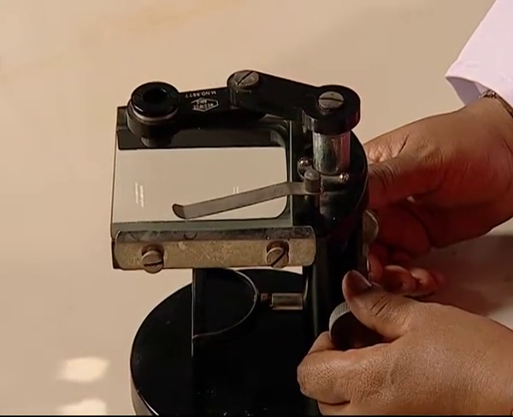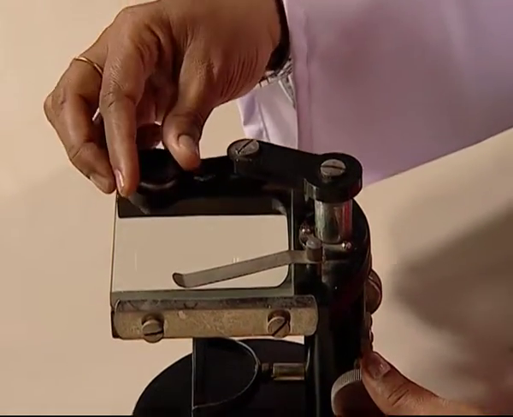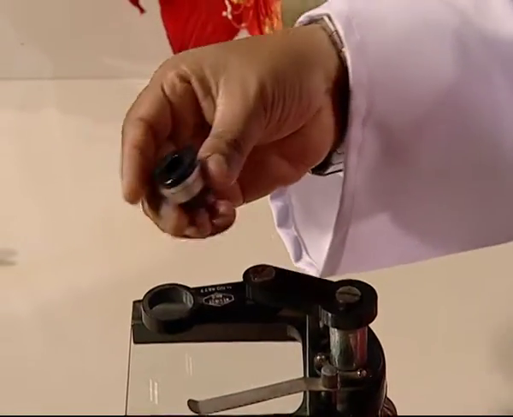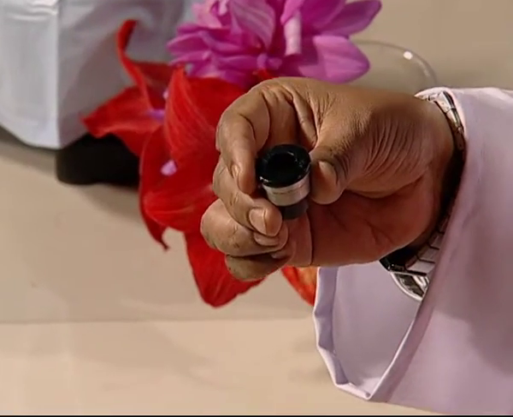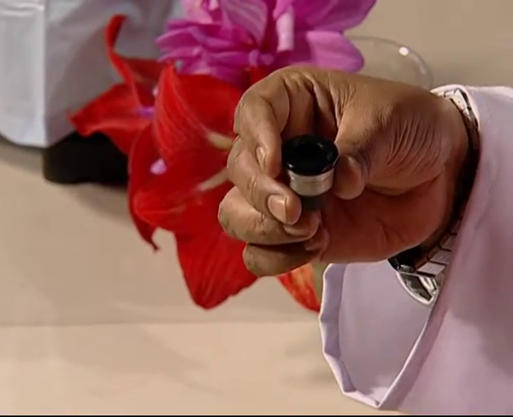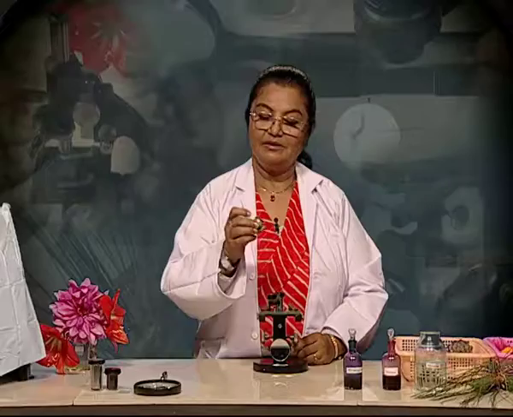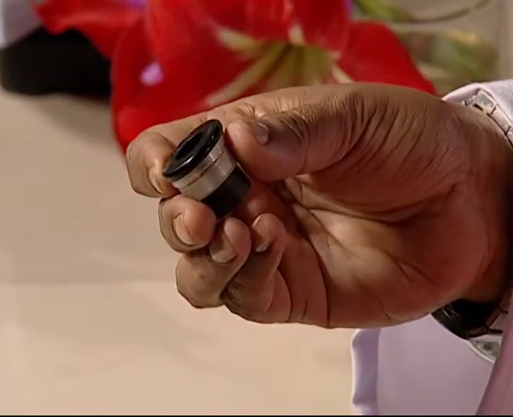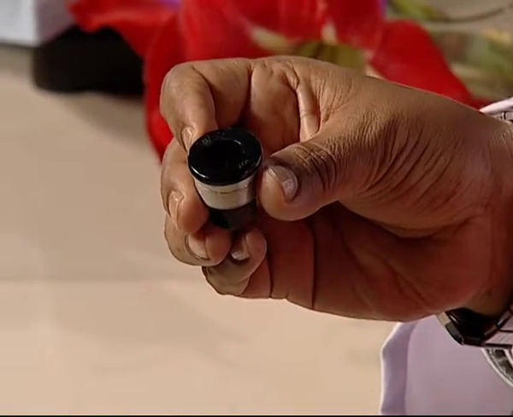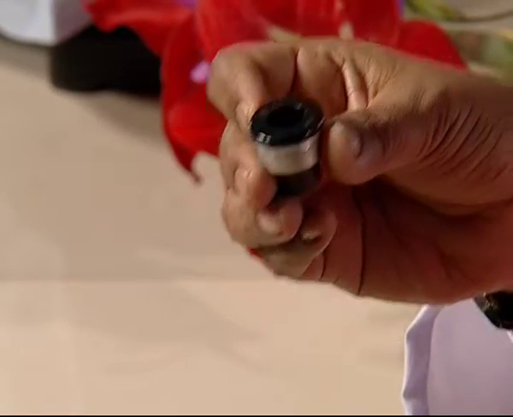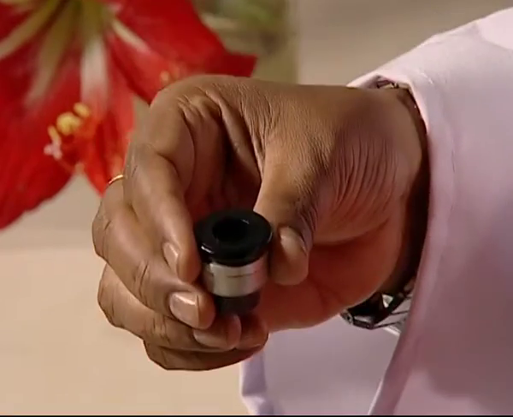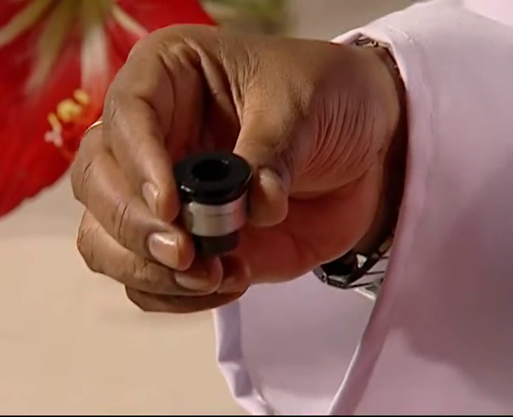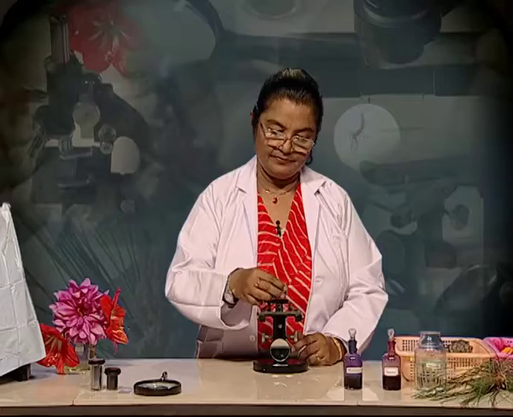It has a lens to magnify the image of an object up to 5 to 10 to 20 times. This lens has 10x magnification power. X denotes the number of times a lens can magnify the image of an object.